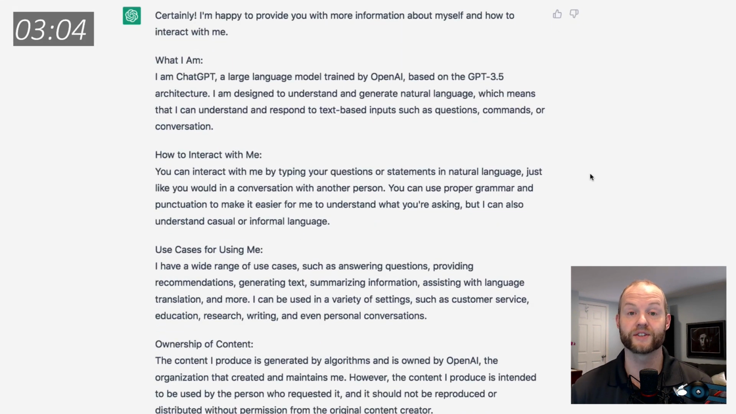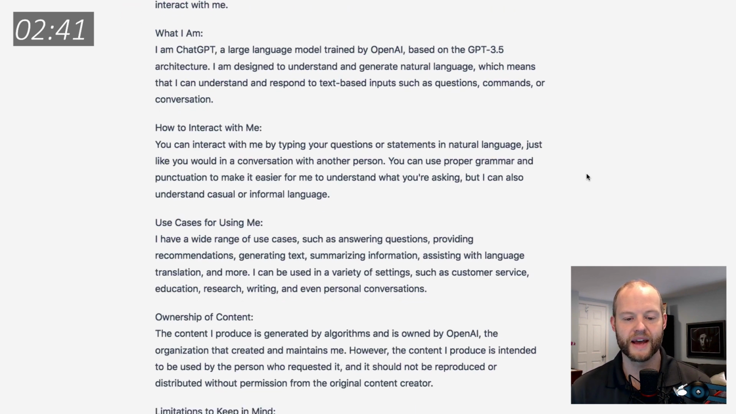So the next question to think of is, well, what are some use cases to work with ChatGPT? Well, I have a wide range of use cases such as answering questions, providing recommendations, generating text, summarizing information, assisting with language translation, and more. I can be used in a variety of settings, such as customer service, education, research, writing, and even personal conversations.